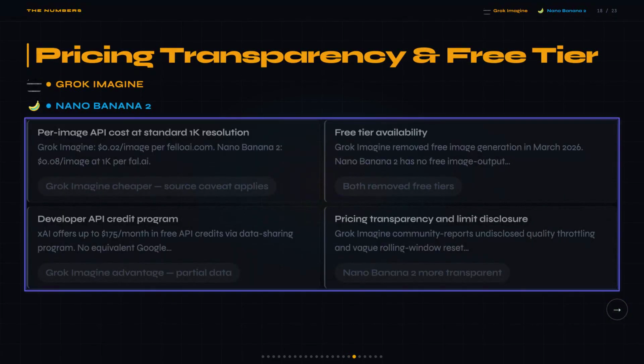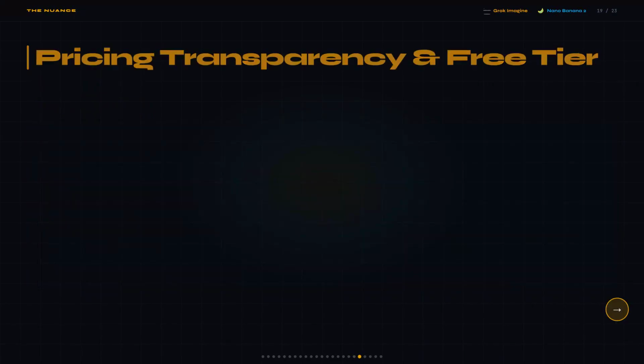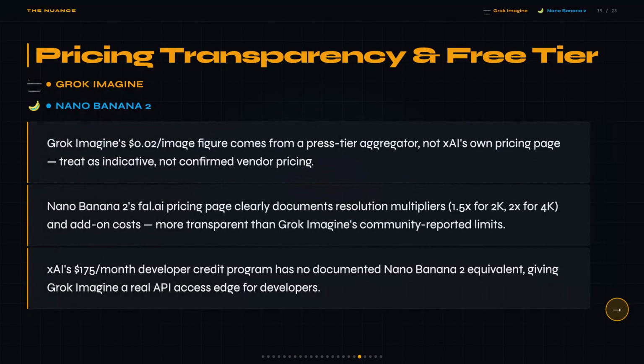Okay, so here's what I found. Grok Imagine comes in at 2 cents per image per a press tier aggregator, not XAI's own pricing page. So treat that as indicative. Nano Banana 2 is listed at 8 cents per image at 1K on fal.ai, which is vendor listed. On current evidence, Grok Imagine is 4 times cheaper per image, and XAI's $175 per month developer credit program has no documented Nano Banana 2 equivalent.